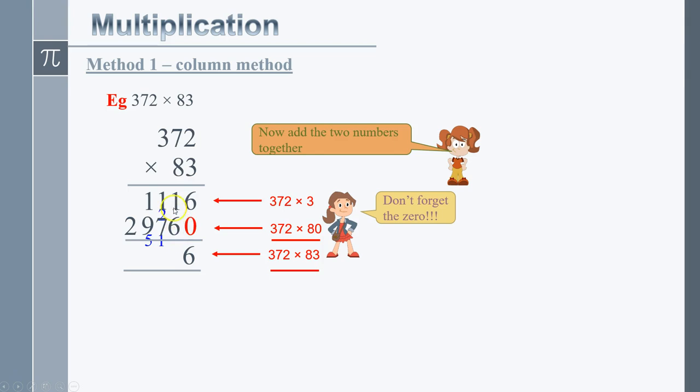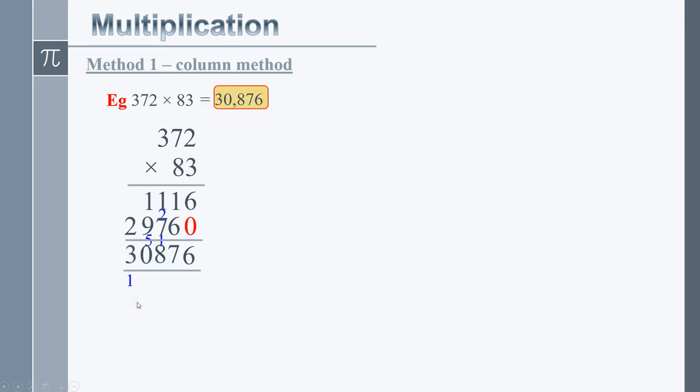So just add up the columns now. 6 plus 0 is 6. 1 plus 6 is 7. 1 plus 7 is 8. 1 plus 9 is 10. So stick in the 0, carry the 1. 2 plus the 1, 3. And there we go. Sorted. So the answer to that sum is 30,876.